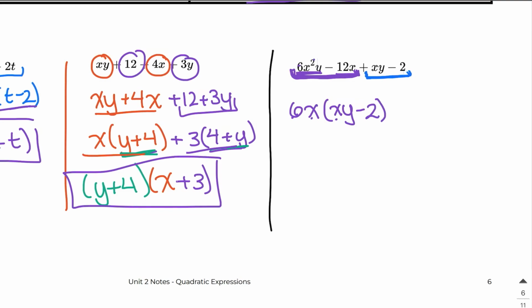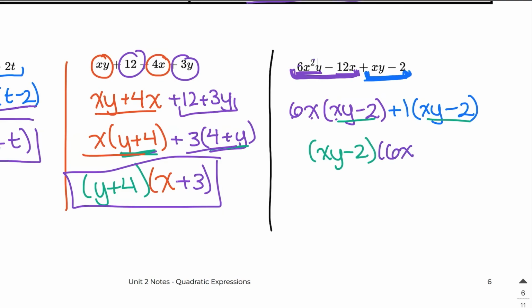And then here in this expression right here, there's nothing in common with these terms. So what I would do is I would factor out a positive one. And again, do not forget to put this plus sign, and I forgot to stress it here. Do not forget to put that sign there. When I factor out the 1 here, I get xy minus 2, right? Nothing's changed. But by doing that, I can see, oh, there's an xy minus 2 in common. When I factor that out from my first term, I have a 6x left over. From my second term, I have a 1 left over. And now I've factored this expression.